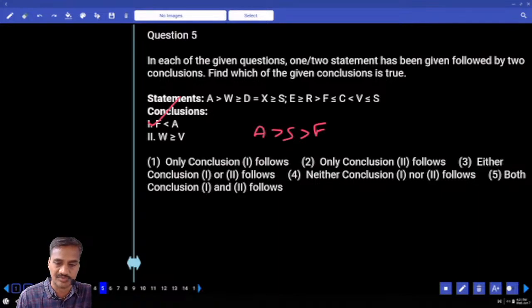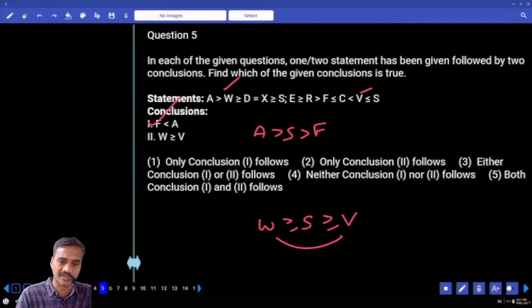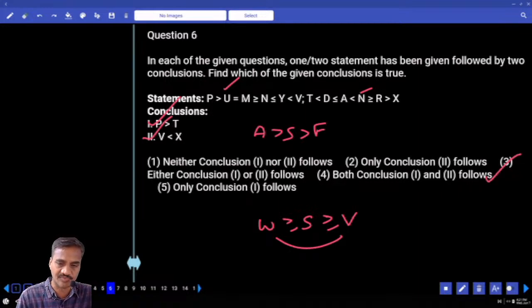Then coming to the next one. W and V. W is here, V is here. Which element is common? Yes. W greater than or equals to S. And V less than or equals to S means S greater than or equals to V. And so W greater than or equals to V. And so both 1 and 2, that is the choice for question number 5.